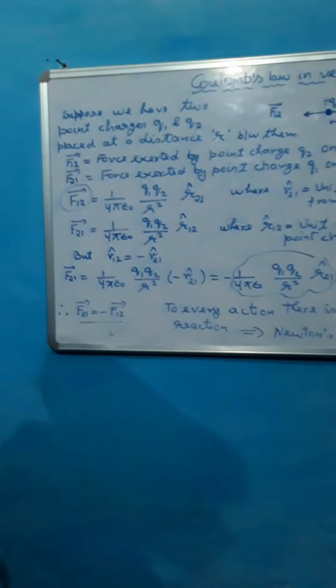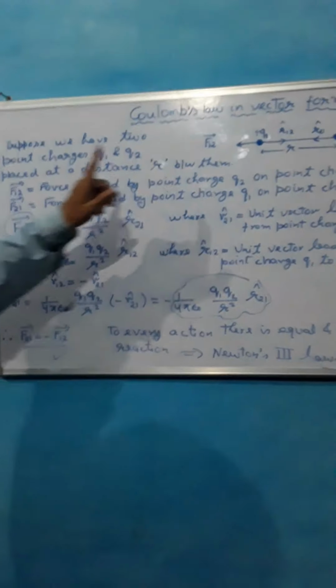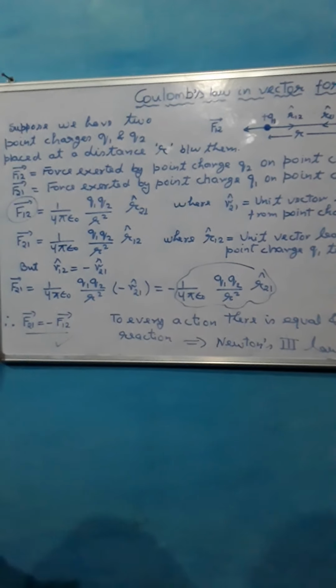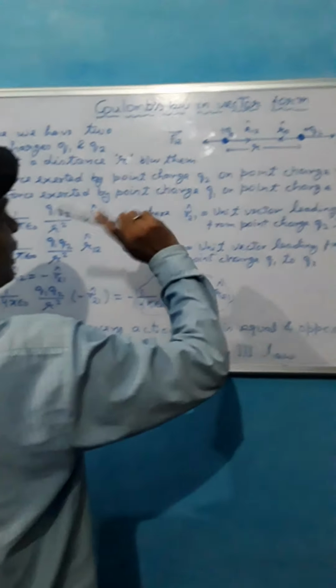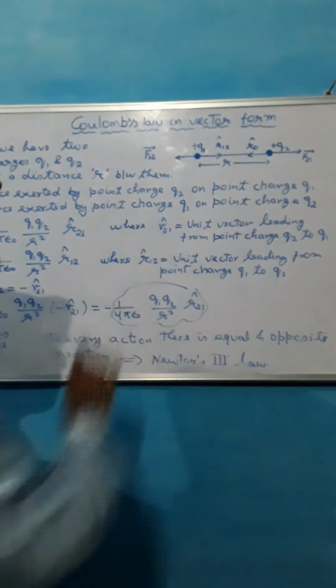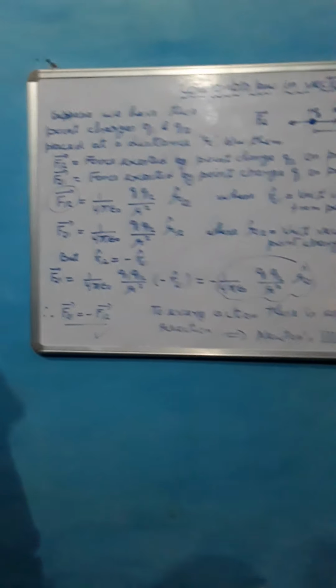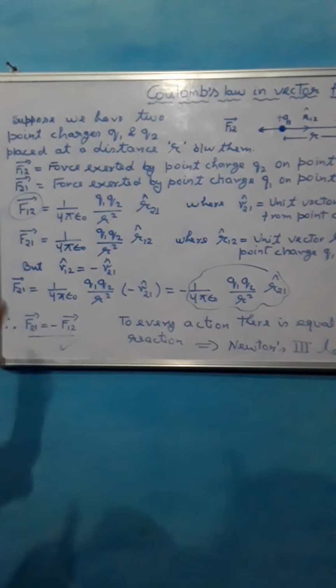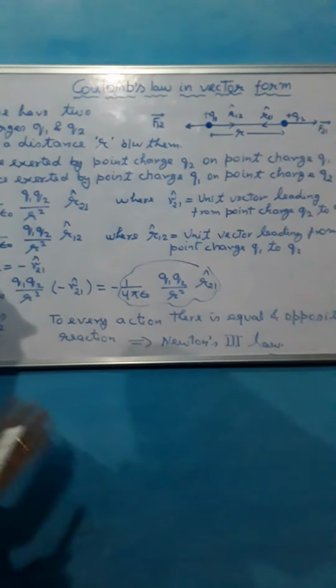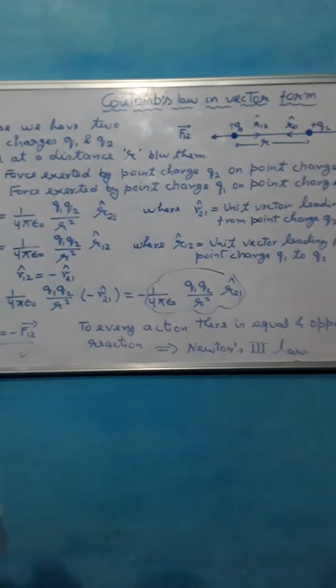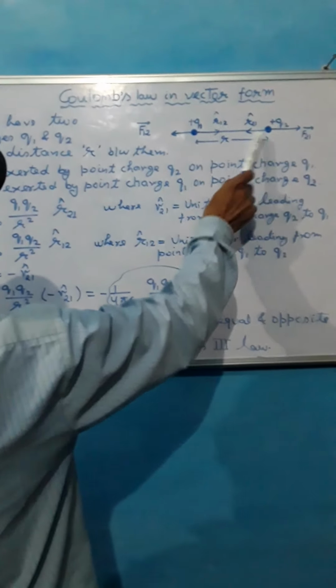Once again I am going to summarize this. Let's see how I can write Coulomb's law in vector form. Suppose I have two point charges q1 and q2. These two point charges are of the same nature. Suppose they are positively charged. They are at rest, placed in vacuum, and the distance between these two point charges is r.